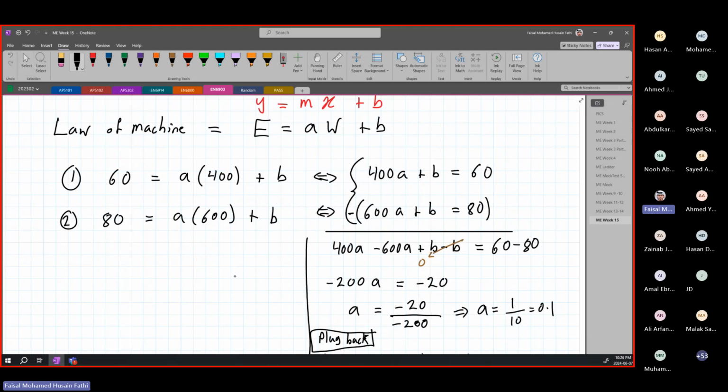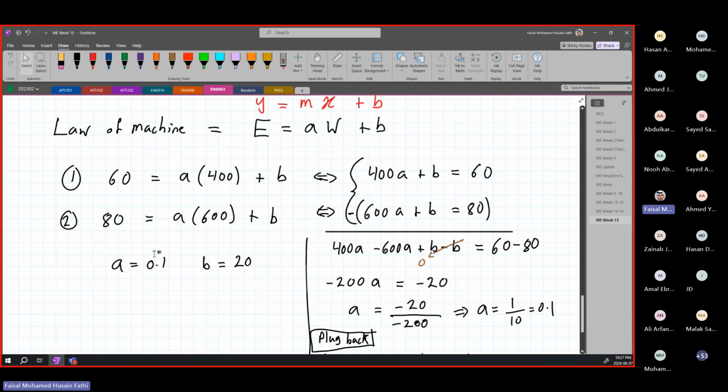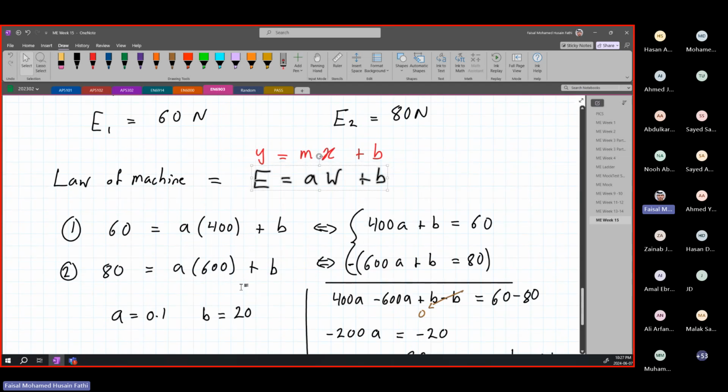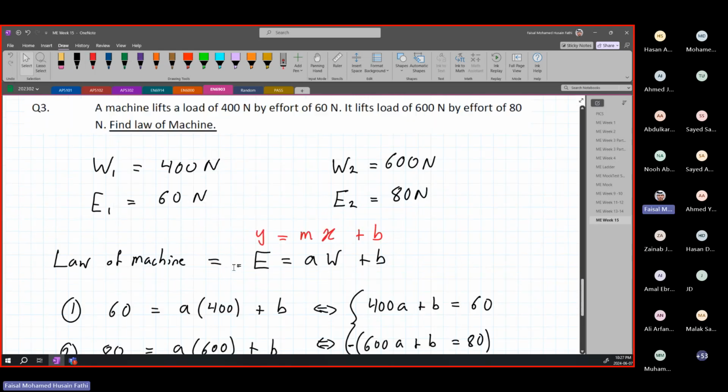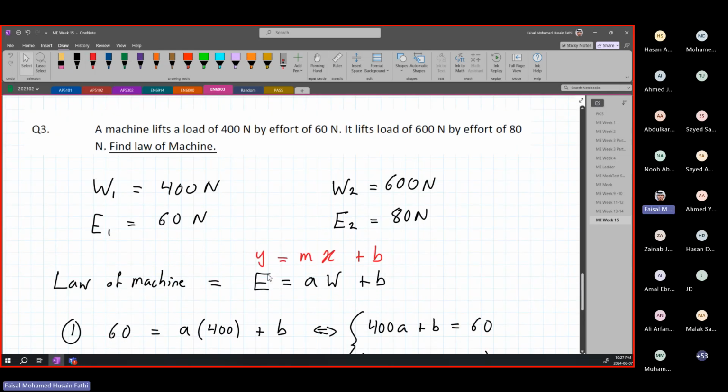So now we have found our values for A and B. A is 0.1 and B is 20. All we have to do now is plug these back into our main equation over here. So E is equal to A, which is 0.1, W plus B, which is 20, and this is your equation, a law of machine equation, all right? Or just the law of machine.